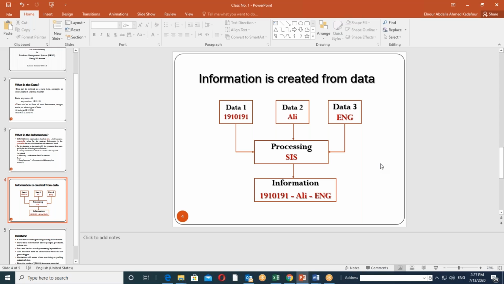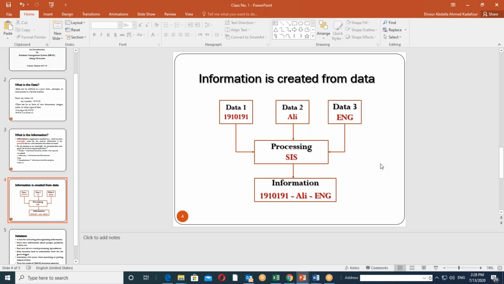There are majors in our life, yes. There are names, yes. There are numbers, yes. By itself, it doesn't give me a full meaning. A number will not give me a full meaning by itself. Ali will not give me a full meaning by itself. The major engineer will not give me a meaning by itself. I want to process all of them together to give me full meaning, to have information.